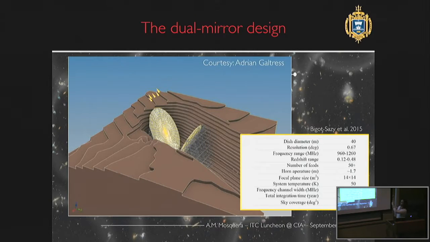The redshift range, I already mentioned in my first slide. It's going to be a low redshift, 0.12 to 0.48, and the frequency range, you have it there, from 960 to 1260 megahertz. Then, details of the actual telescope: it is going to have between 50 and 100 feed horns, the size, the temperature that we're expecting, the frequency channels in which we will be operating, and the sky coverage, that is estimated to be 5,000 square degrees.